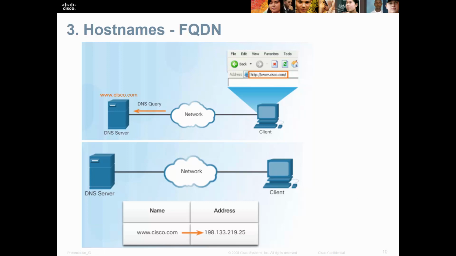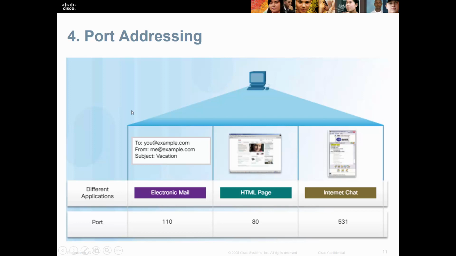All right. Finally, the last address I want you to be familiar with is something we call a port address. Well, a port address is basically a number we assign to each application that is running on a PC. So if you have a PC, let's say, and you are running multiple applications, we all do that today. You may have an email program, you may have a web browser, you may have an internet chat, and you may be running them all at the same time.